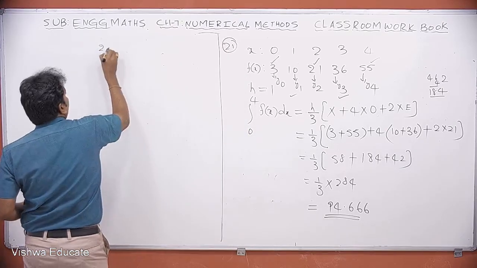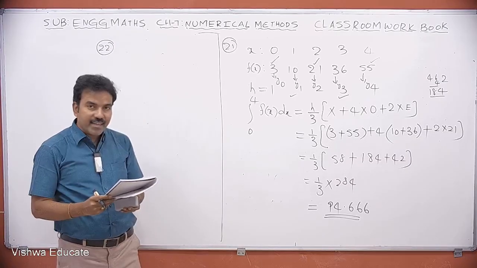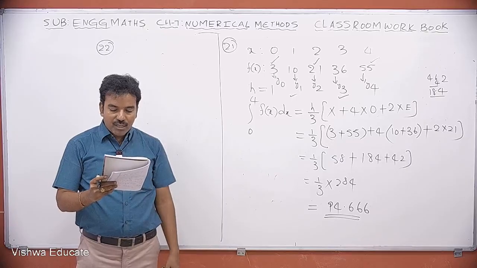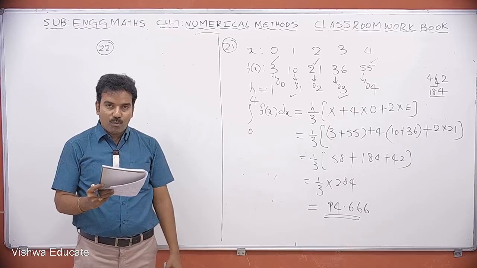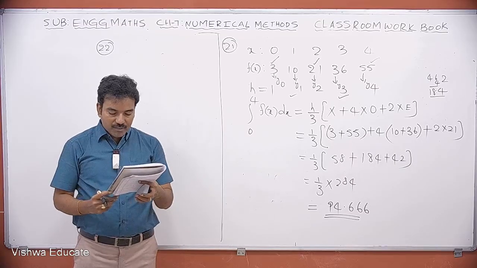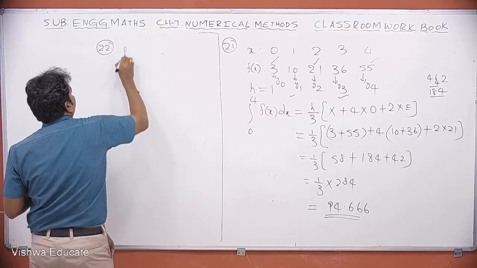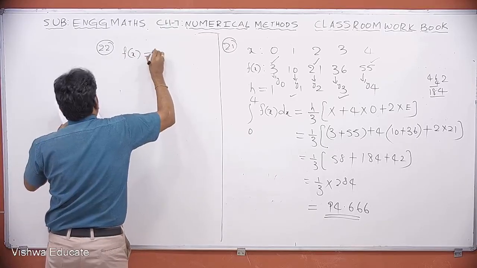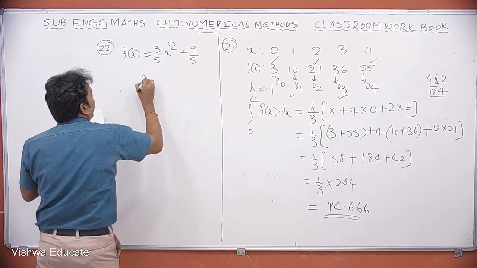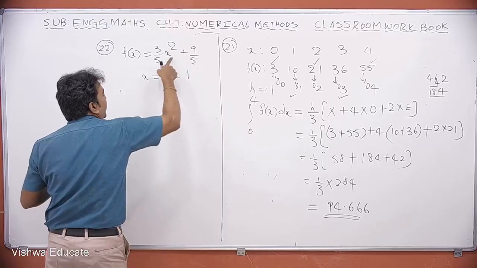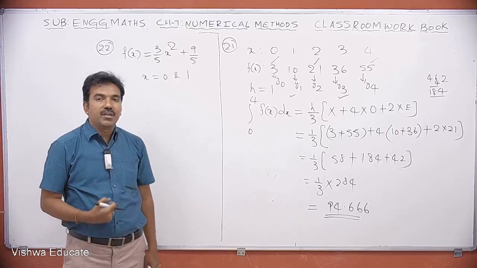Now let us discuss question number 22. Simpson's one-third rule is used to integrate the function f of x equal to 3 by 5 into x square plus 9 by 5 between x equal to 0 and x equal to 1. Using least number of subintervals, the value of the integral is. What is my function f of x? This is 3 by 5 into x square plus 9 by 5. So between x equal to 0 and 1, we need to integrate this with the least number of subintervals. Now, what is the least number of subintervals required for one-third rule?